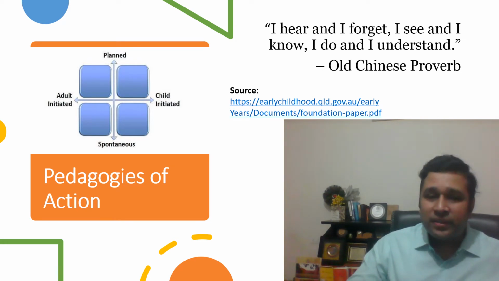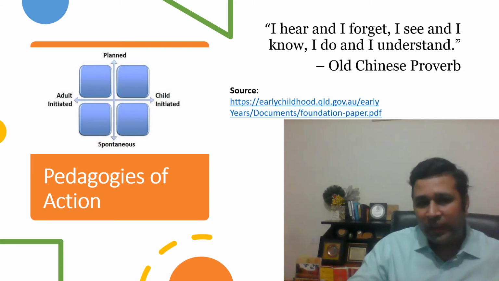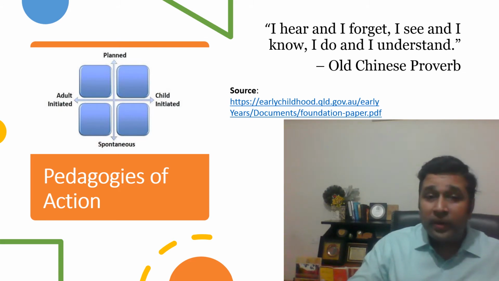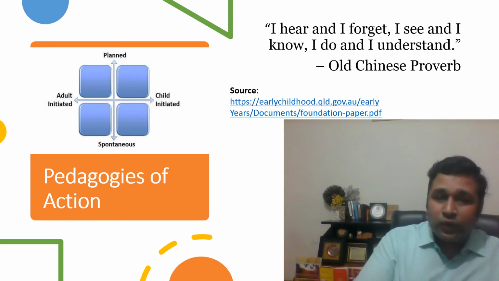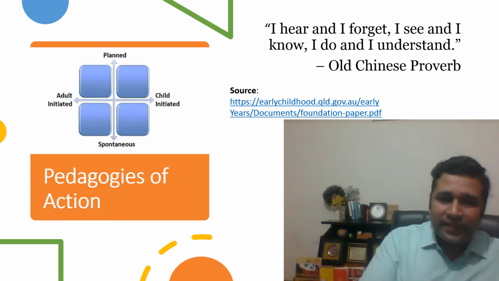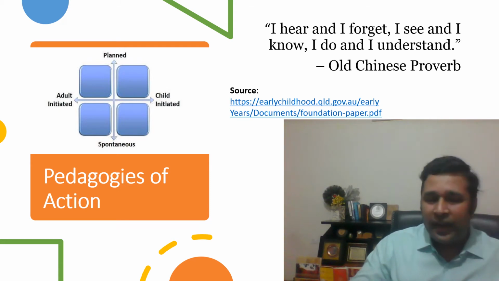So that is why some amount of planning needs to be ingrained, and there should be a balance between what is initiated by the adult and what is initiated by the child, but it needs to be directed in a certain way so that it reaches the desired ends. The desired ends need to be also found out by an understanding between the adult and the child, and some aspects of spontaneity also need to be ingrained in the whole process.